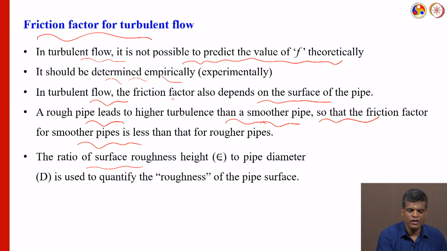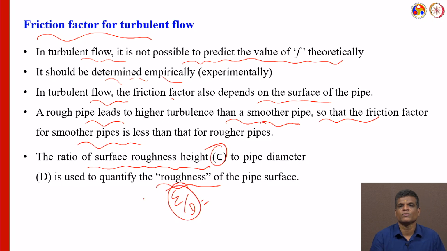The ratio of the surface roughness height epsilon to the diameter, epsilon by D, we always use to quantify the pipe surface. So this roughness parameter we use for the friction factor whenever it is turbulent flow.